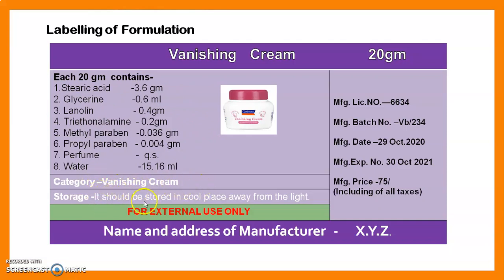Then the storage condition: it should be stored in a cool place away from the light, or it should be stored in a cool place only. Then this is for external use only. This secondary direction should be mentioned. Then the manufacturing license number, manufacturing batch number, date, manufacturing expiry date and price of our preparation should be mentioned. And at the bottom of the label, we should mention the name and address of the manufacturer. These are the specifications which should be present on our label.